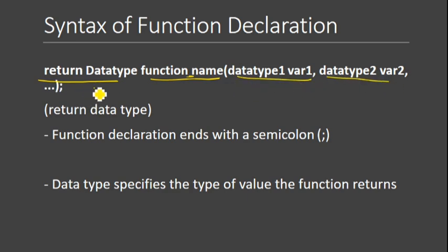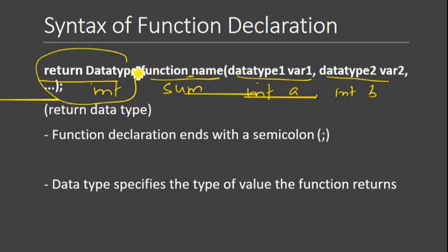For example, here I am writing int sum. Int is the return data type, sum is the function name. So I am writing here int a and int b. Integer is the return data type, and the name of the function is sum. I am going to add two numbers, and these are the parameters or arguments. The data type is integer, variable is a; data type is integer, variable is b. The function declaration ends with a semicolon.